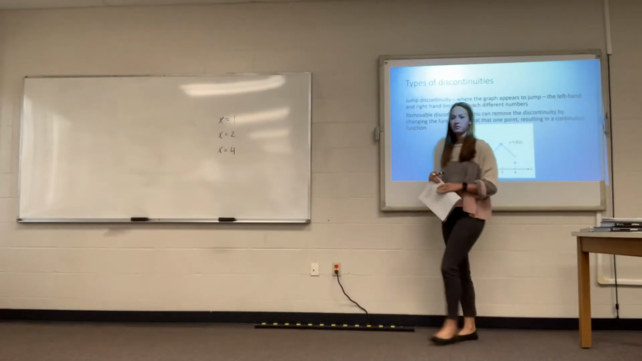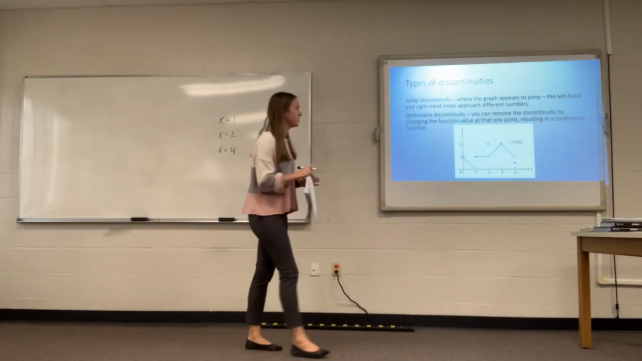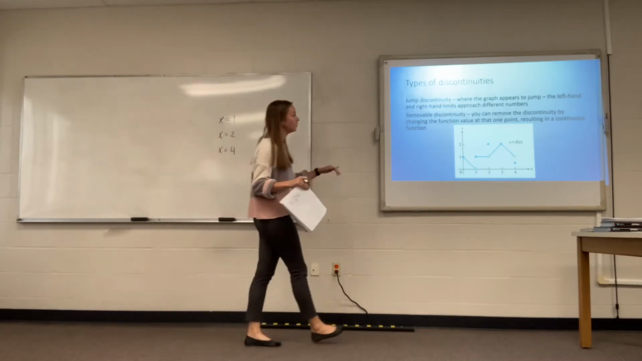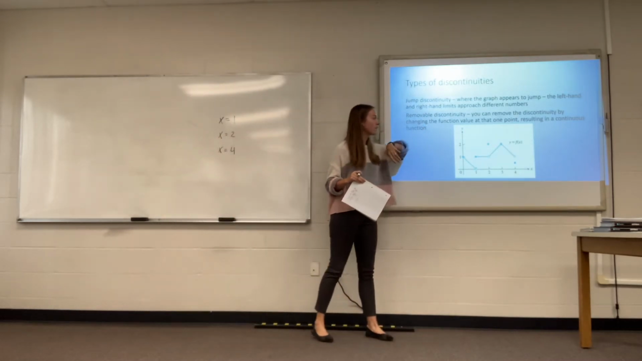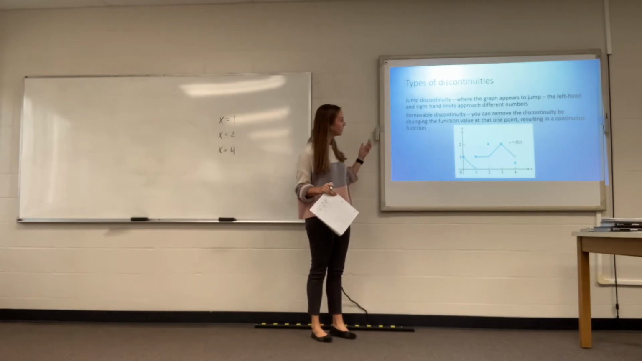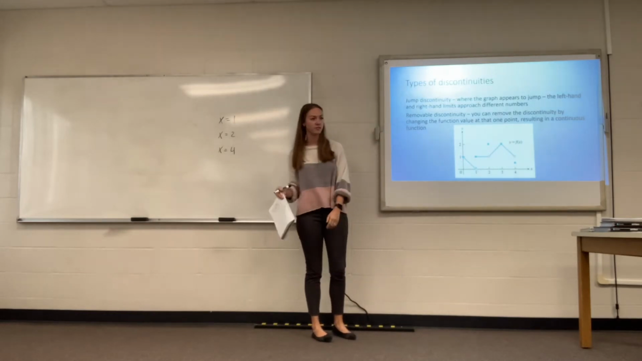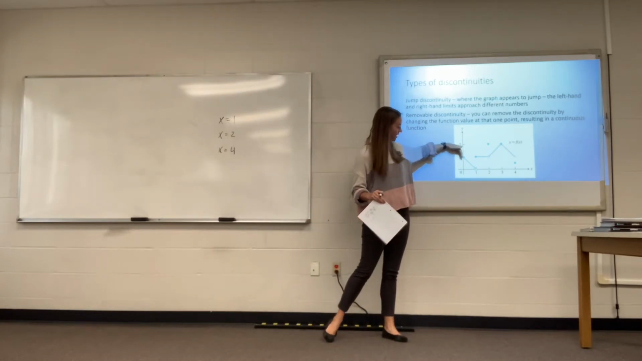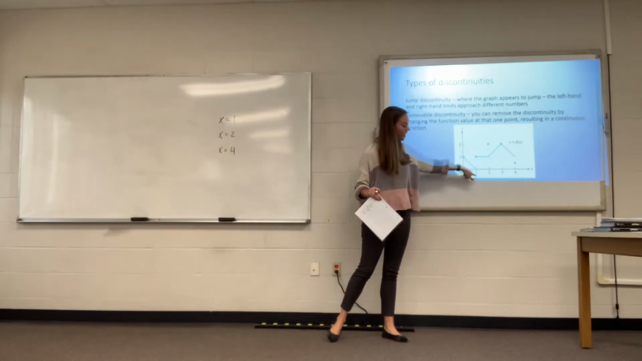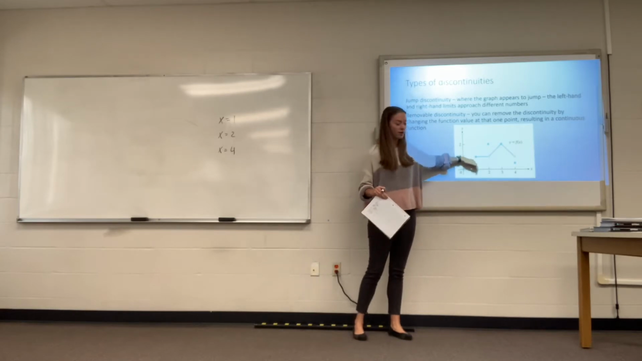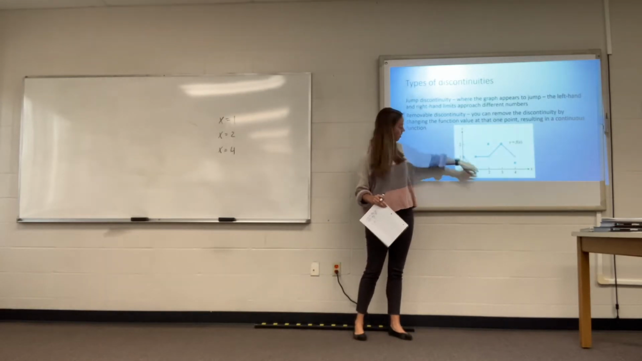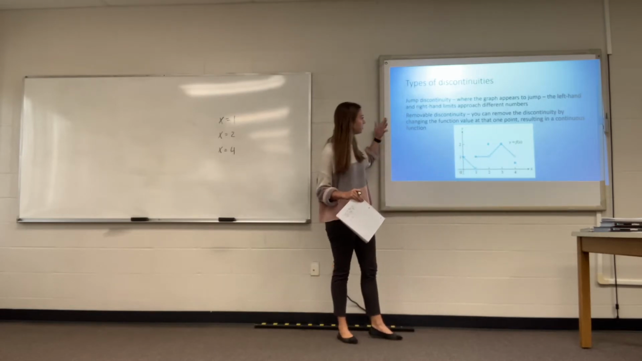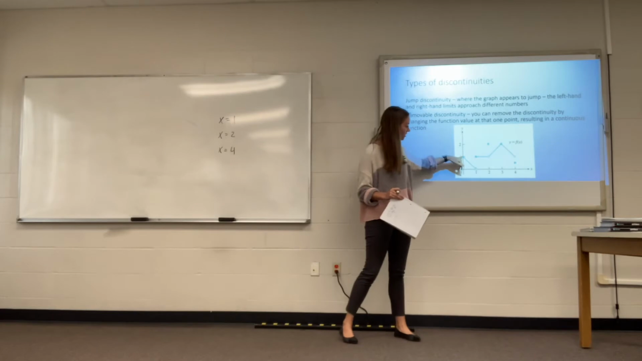So then we have different types of discontinuities. Jump discontinuity is just going to be where the graph appears to jump. So the left hand and the right hand limits approach different numbers. So looking at this graph right here, as I'm going along, when I get to x equals 1, my line is doing this, but all of a sudden it jumps up here, and now I'm doing something else. Okay, so we would have a jump discontinuity at x is 1.